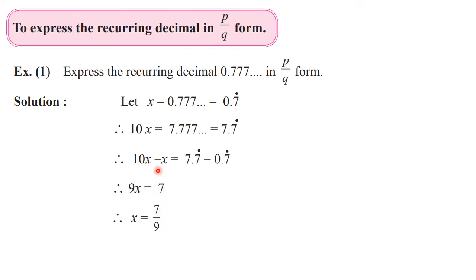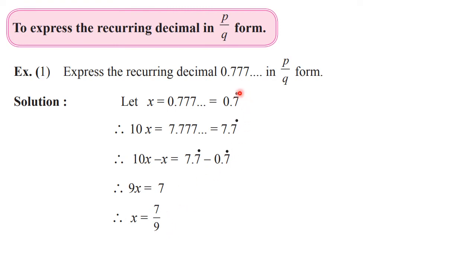So we have expressed 0.777, the recurring decimal, in P upon Q form, that means in numerator-denominator form. Now here 7 is a prime number and here we have 9, so we cannot reduce it further. If possible, we can reduce it further also. Okay, so this way we have to express the recurring decimal in P upon Q form.